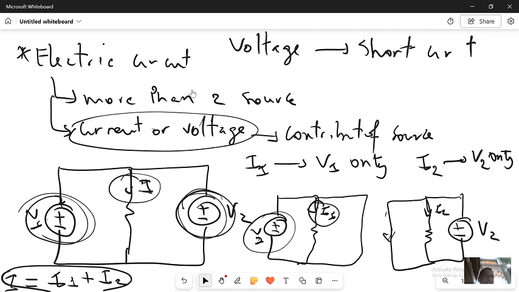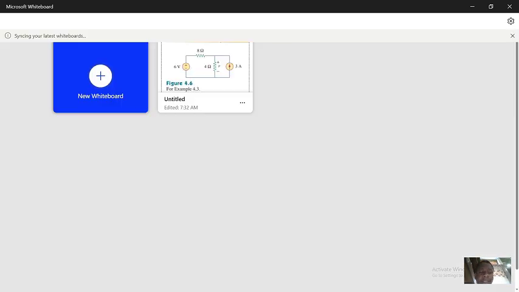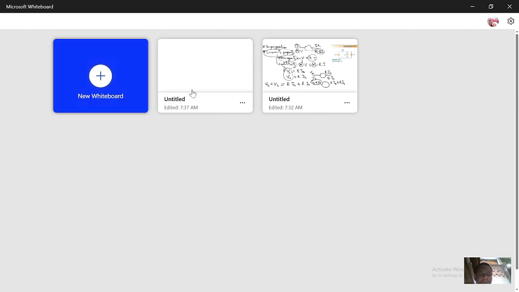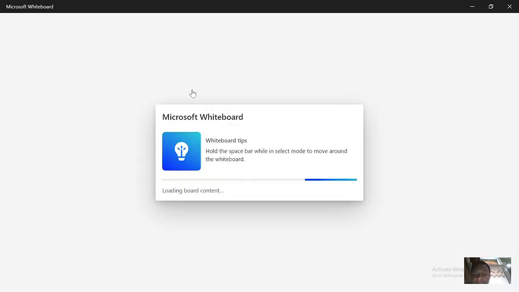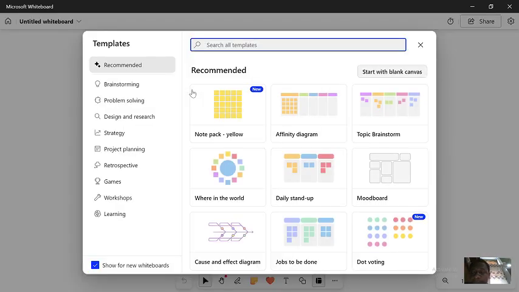We'll see some examples for better understanding. Now let's go to the example.